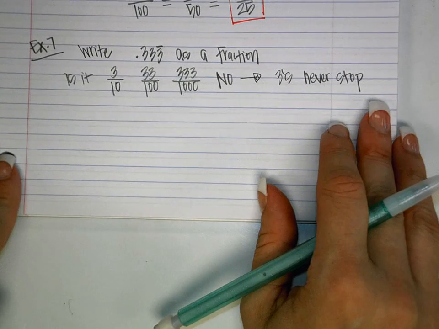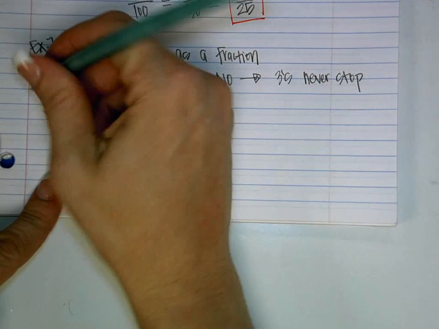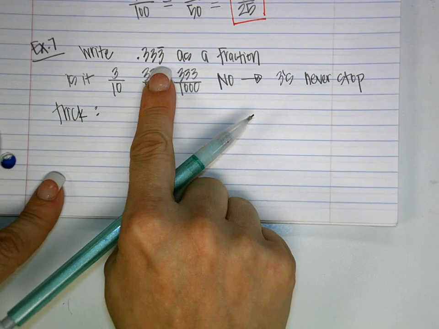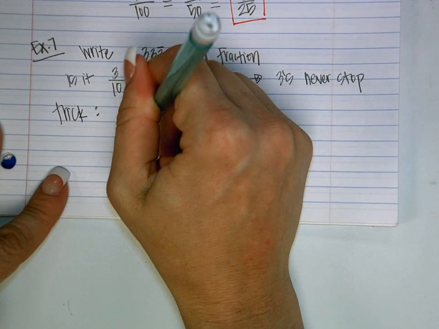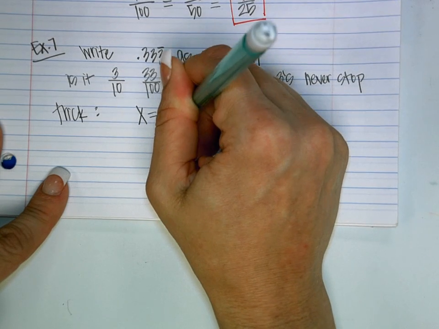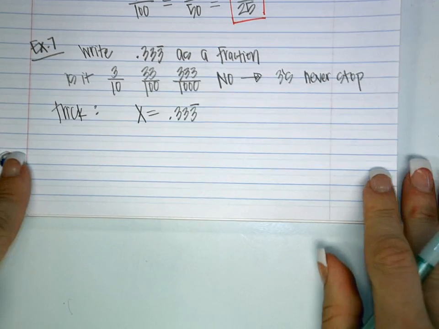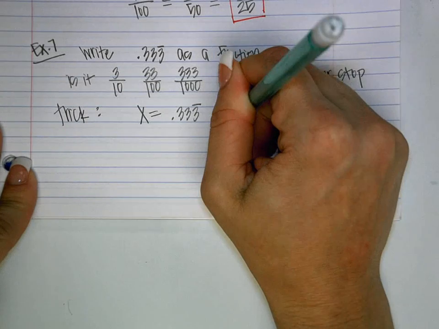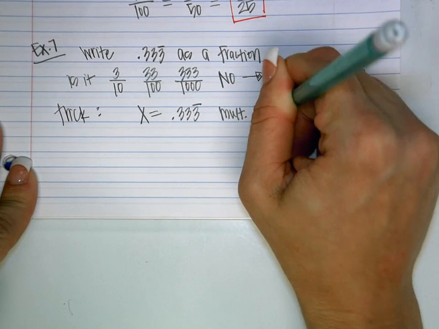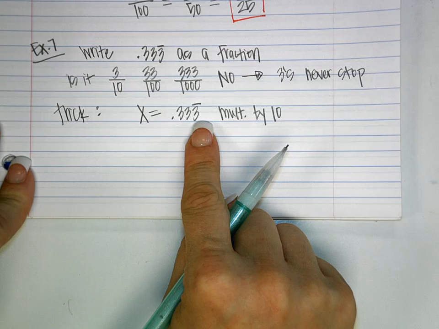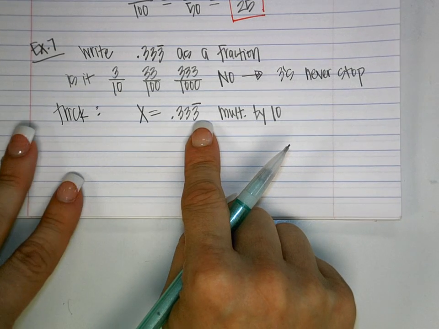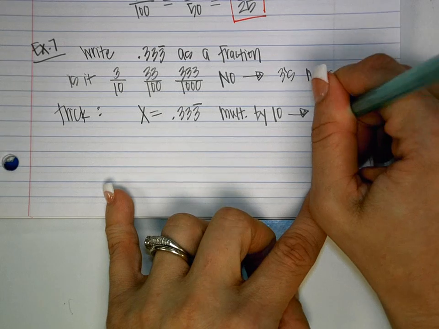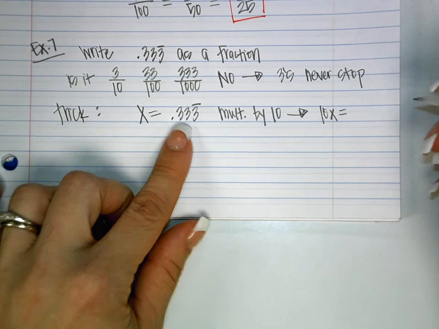Okay? There's a trick that we're going to use. The trick is take whatever your decimal is and make it equal to x. So x equals 0.333 repeating. Then you're going to multiply it by 10. You multiply by 1 and however many zeros there are repeating numbers. So multiply by 10. If I multiply this by 10, what does it equal?